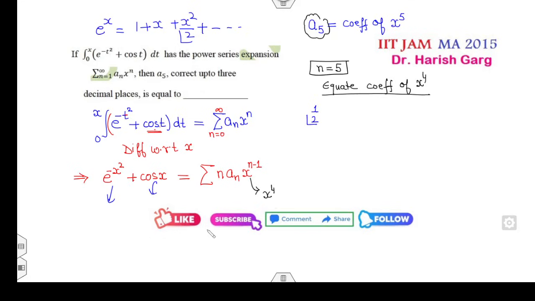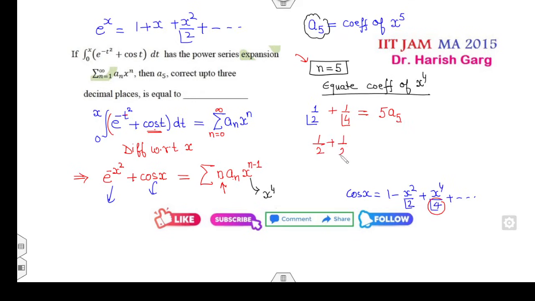Can you get the x4? Let's expand the cos x series once: 1 minus x square by 2 factorial, x4 by 4 factorial and so on. Fine. Now it's a cos of x, what will the coefficient of x4 be? Plus 1 over 4 factorial. Fine. On the right hand side, when you take n is equal to 5, this value will be 5a5. Fine. Now you can solve them.